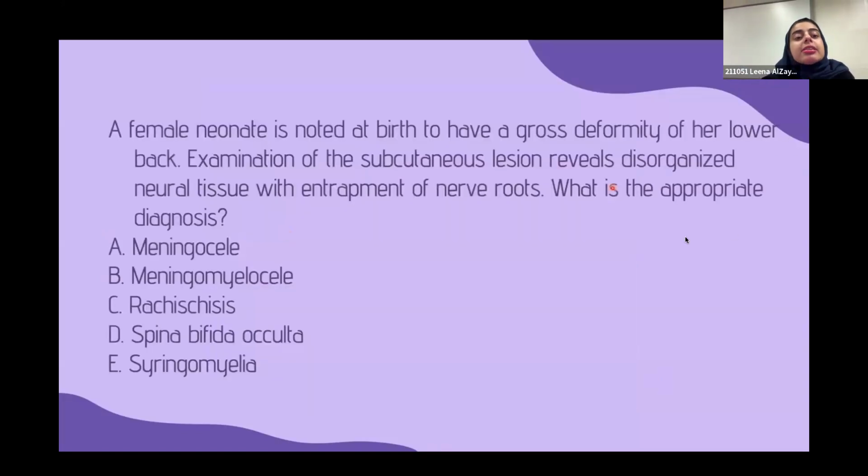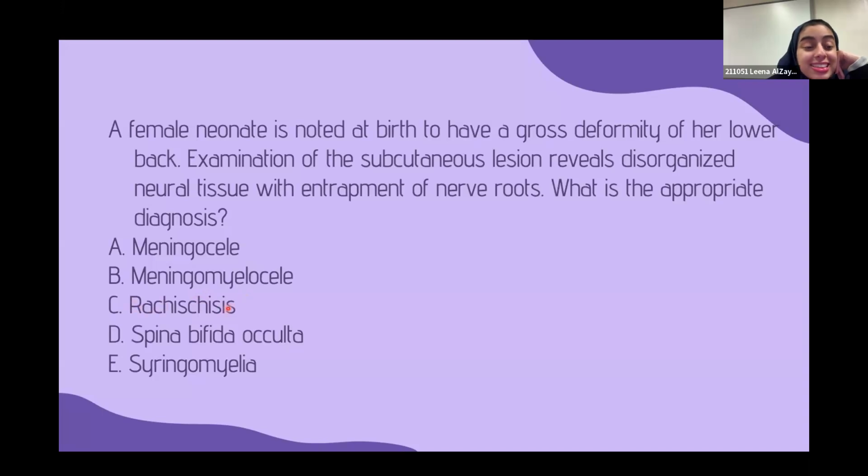Okay, let's see this question. It says, a female neonate is noted at birth to have a gross deformity of her lower back. Examination of the subcutaneous lesions reveals disorganization of neural tube with entrapped nerve roots. Which one is the appropriate diagnosis? Exactly. It's meningomyelocele because it involves the meninges and the nerve roots and nerve tissue. Why is it not meningocele? Because there are entrapped nerve roots. Meningocele has no nerves. It only has meninges and CSF.